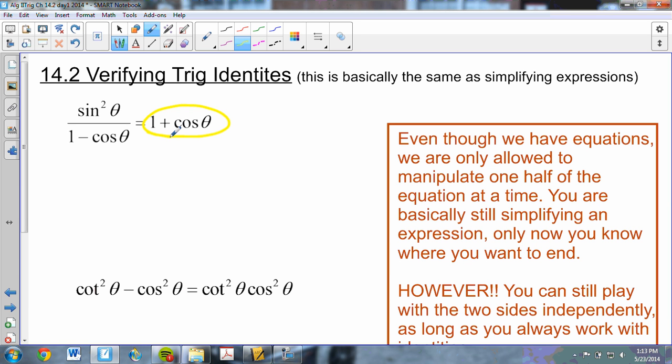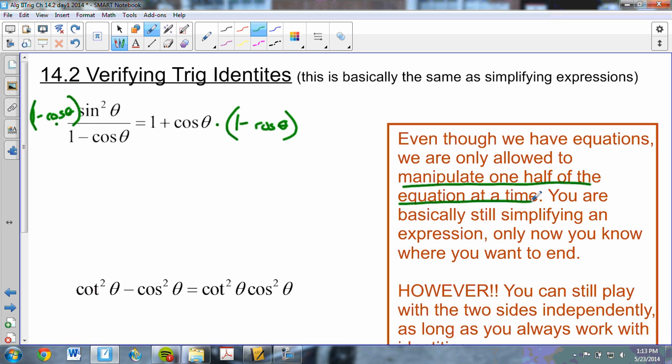Now the confusing thing is what people think they can do and they can't. What you can't do is the same thing to both sides of an equation. I can't multiply both sides by 1 minus cosine theta. I'll explain why on Tuesday, but just trust me, you can only manipulate one half of the equation at a time. So I'm going to take one side and try and make it look like the other side.